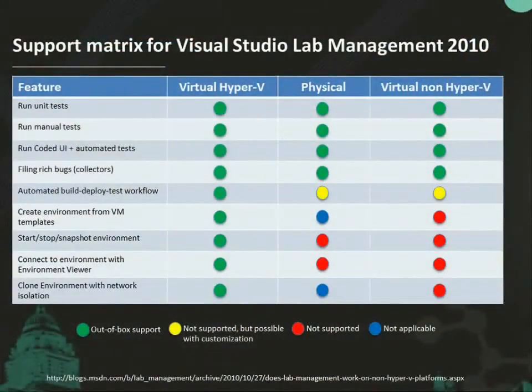But you can also use physical machines inside an environment. You can create a physical environment where you can add existing physical machines with the test agent also installed on it. But of course, some features will be missing. You're not able to use the snapshot features. Also, you can use VMware virtual machines inside lab management, but be aware that VMware virtual machines will be treated as physical machines. So you also won't be able to use these snapshotting features.